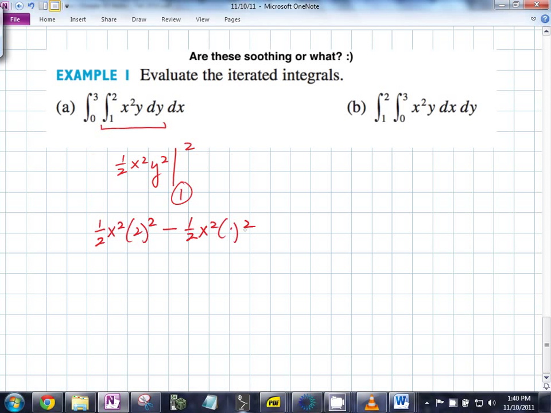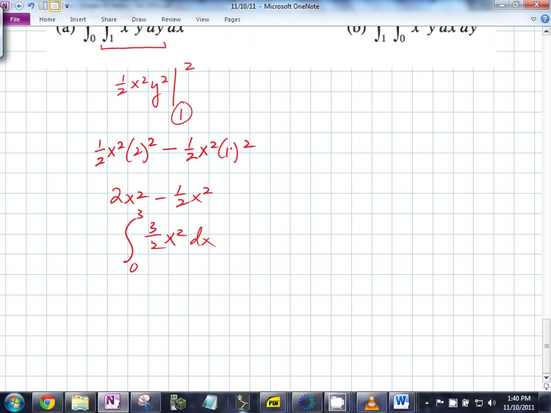So what do we end up with? 2x squared minus? Thank you. So what do you end up with? 3 over 2 x squared. And now you're integrating that from 0 to 3 of dx. So if you integrate that, what are you going to end up with? 1 over 2 x to the third, and that's going to be 27 over 2.